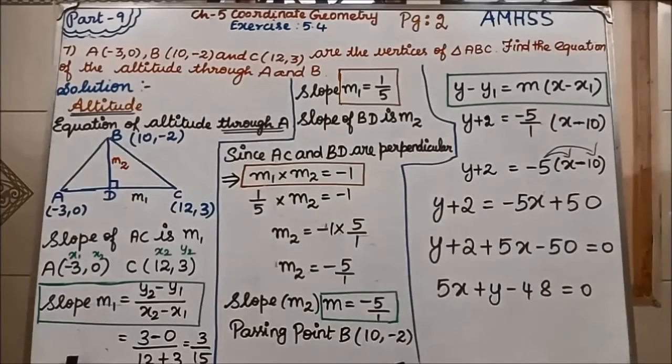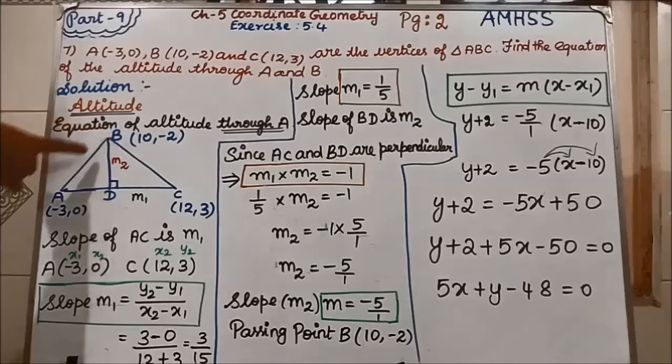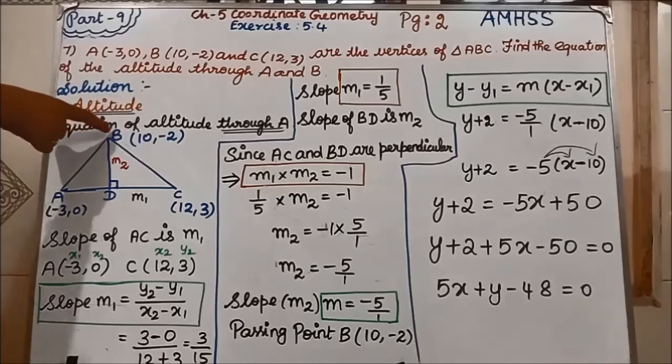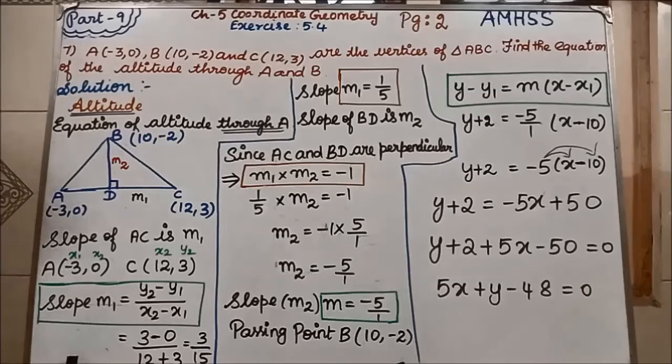This is your altitude through B, page number 2. I have drawn the altitude through the B vertex. In page number 1 we kept A here. Now I have drawn B here, A here, and C here. Clear the difference between page number 1 and page number 2? In page number 1, we drew the altitude through the vertex A. But now we are drawing the altitude through the vertex B.